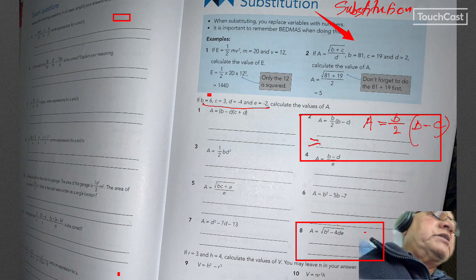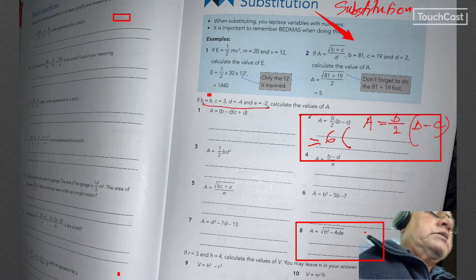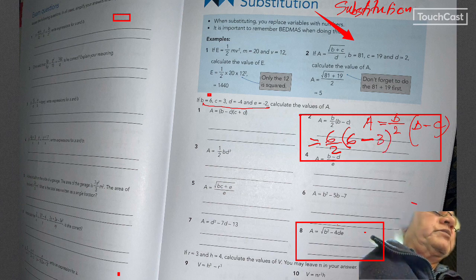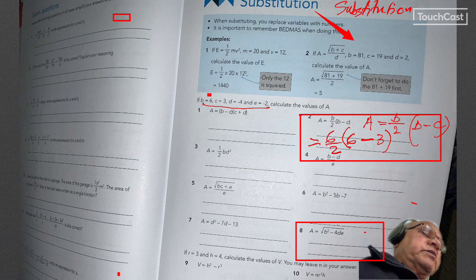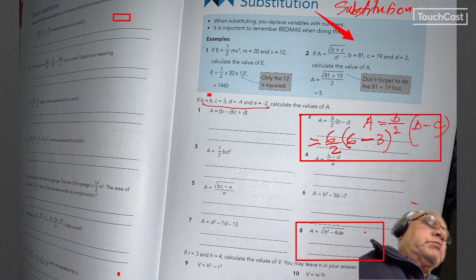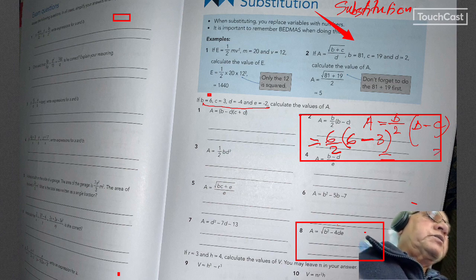Substitution is a replacement of letters, so B equals 6 and divide that by 2. Once again, B is 6 and C is 3, so that keeps it simple because all we are dealing with are positive numbers. Now, the priority of operation is very important. We got to do the brackets first, so that'll give you 3. 6 minus 3 is 3.